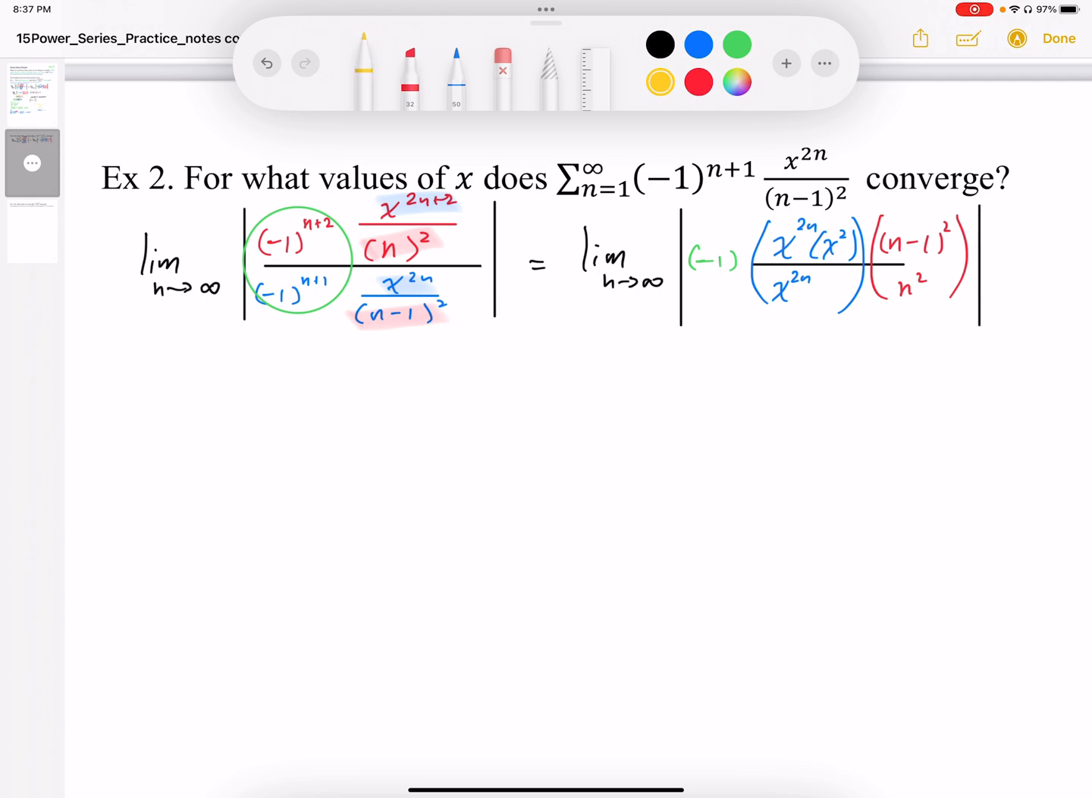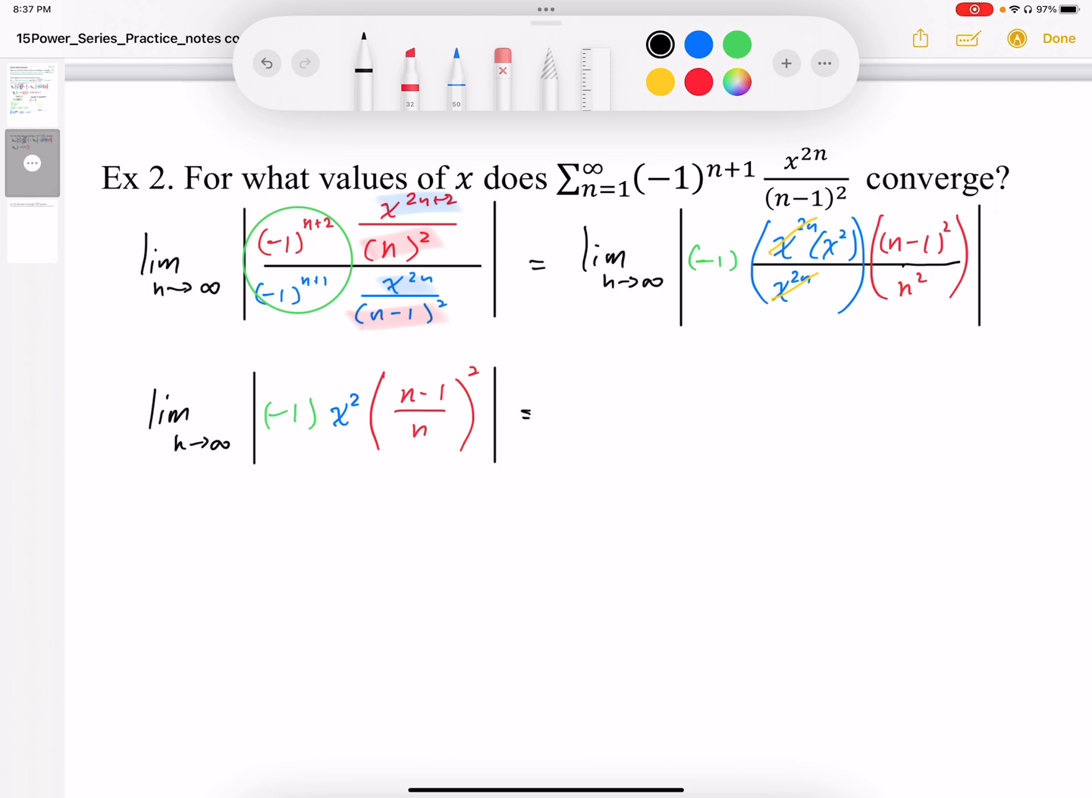Okay, so some things are going to cancel out. So these are going to cancel out here, and we end up with x squared. The n minus 1 over n squared, that's going to have a limit of 1. So we'll simplify this expression, the limit as n approaches infinity. We have the -1, which really is not significant. We have this x squared term, and we're going to be able to simplify this n minus 1 over n all squared. That's just going to end up being 1, or 1 squared.